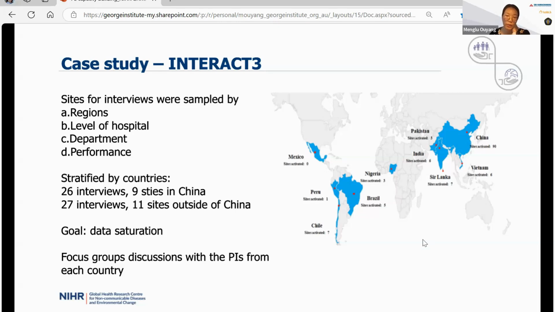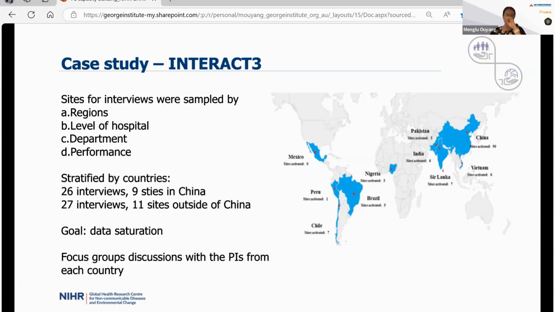And also we consider the performance of each of the sites, whether they cooperated and how, and also the recruitment speed, to better measure which site is representative of the whole cohort of participating sites.